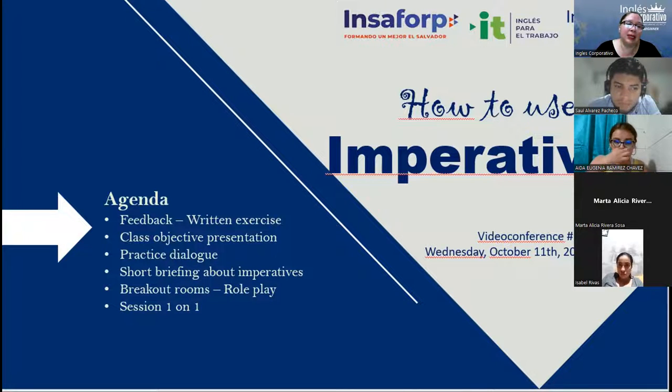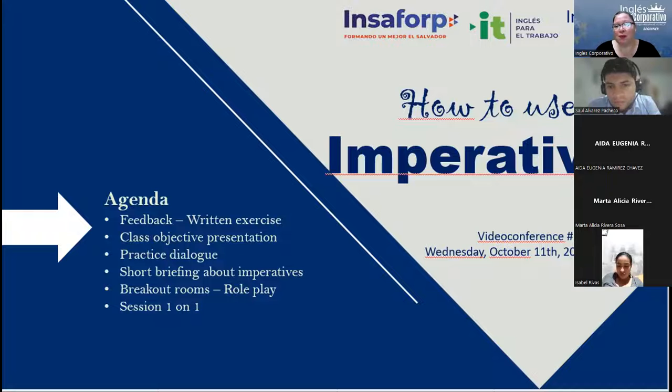We'll see also the prepositions of place, okay? The prepositions of place. And at the same time, we want to see the imperatives, how this works when we give the directions to get to a place.